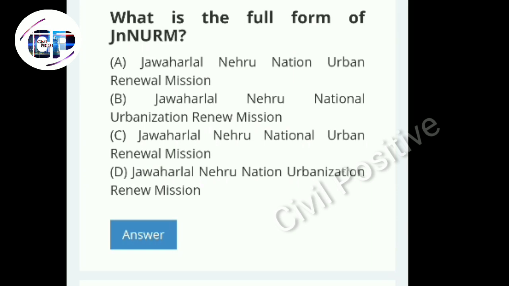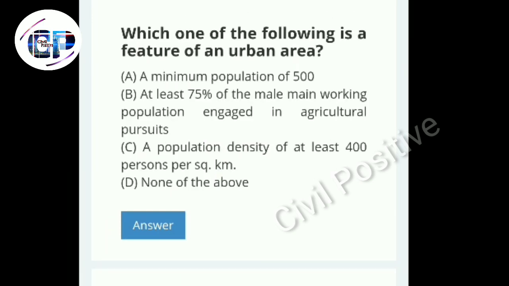What is the full form of JNNURM? Jawaharlal Nehru Nation Urban Renewal Mission, Jawaharlal Nehru National Urbanization Renew Mission, Jawaharlal Nehru National Urban Renewal Mission, Jawaharlal Nehru National Urbanization Renew Mission. Answer C, Jawaharlal Nehru National Urban Renewal Mission.